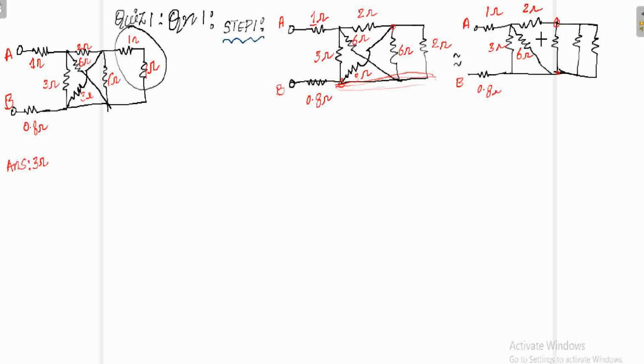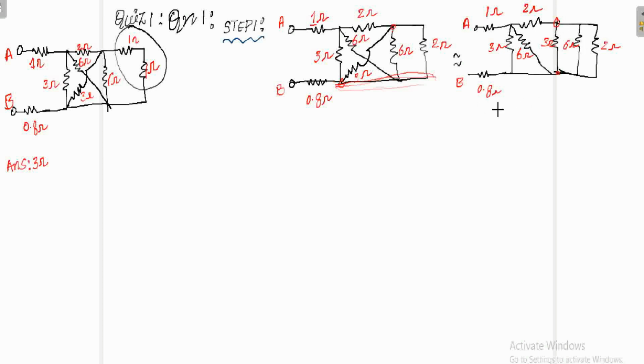So here I can connect this 3 ohms like this, 3 ohms and 6 ohms, and this is your 2 ohms. Now tell me how this 3 ohms, 6 ohms, 2 ohms, they are in parallel, because the starting points and ending points are same. So 3 ohms, 6 ohms and 2 ohms are in parallel.